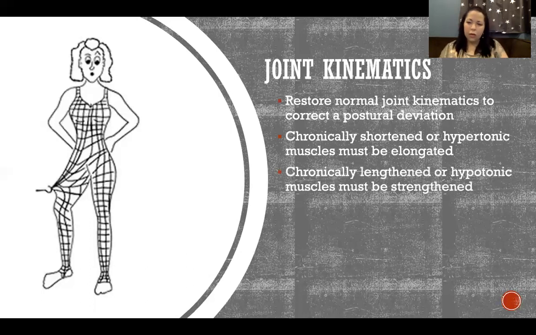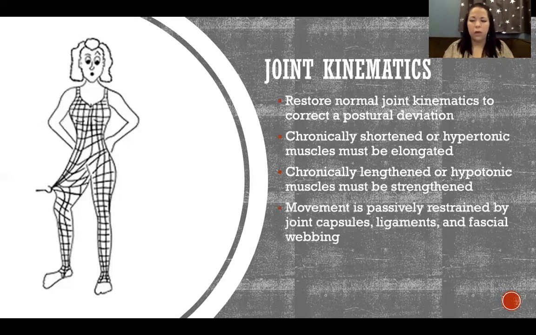Chronically lengthened or hypotonic muscles need to be strengthened. So that's very obvious. Strength training is a great solution there. And it could be strength training, like a full program, or that could be like corrective exercises where we're selecting very specific exercises to strengthen the specific muscles that are hypotonic to correct the posture or movement pattern. But in any case, we want to strengthen those muscles.